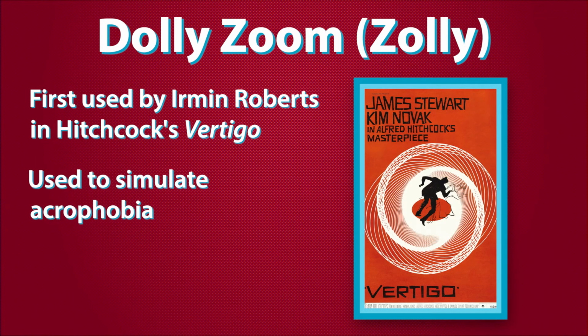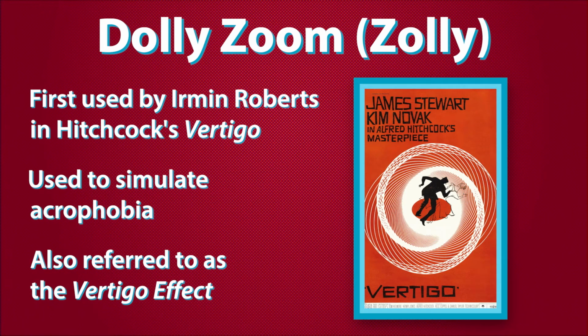Roberts created the technique to simulate the internal experience of Scotty, the film's protagonist, when he's suffering from acrophobia, a fear of heights. It simulates the feeling of dizziness or vertigo, which is why it's also referred to as the vertigo effect. Although a classic now, Vertigo was considered a flop in 1958, but the Zolly technique was here to stay.